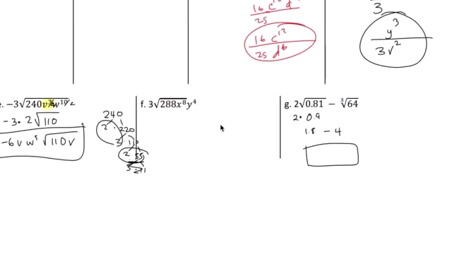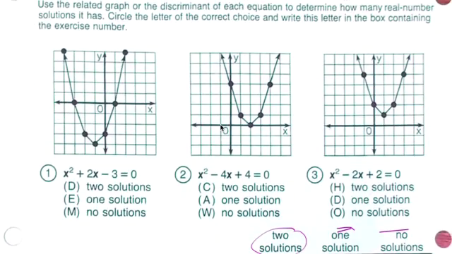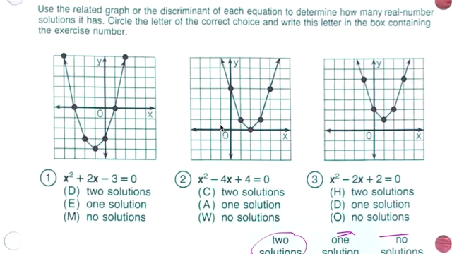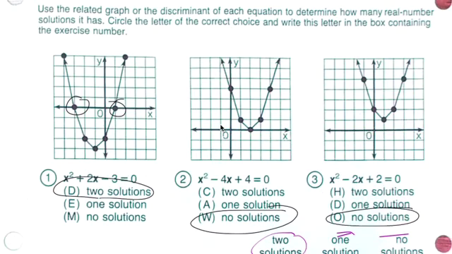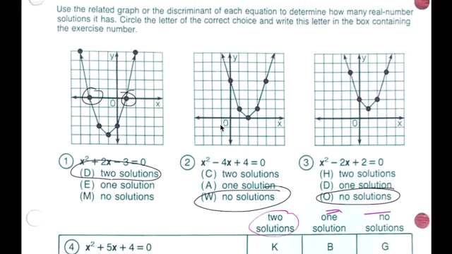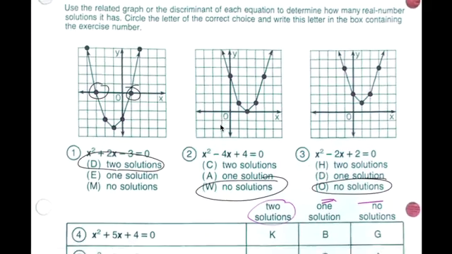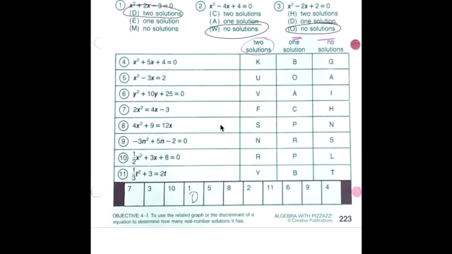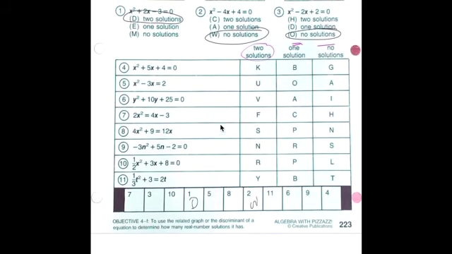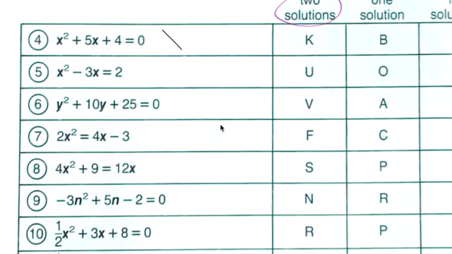Okay, I'm going to check. Alrighty, on the back side it says, use the related graph or discriminant to each equation to determine how many real number solutions there are. It's 2 right here. 2 solutions. 1 solution. No solution. Write this letter in the box containing the exercise number. 1 is D. 2 is W. 3 is O. And then you finish the rest.